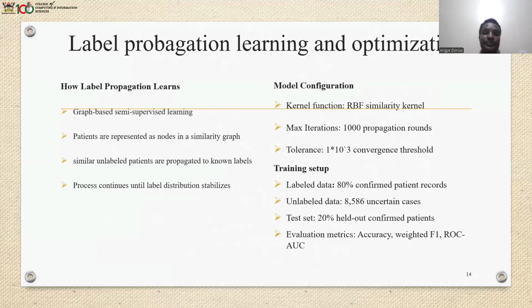Next, we go to how the label propagation learns. The model works by iteratively spreading labels across the graph. Each node updates its label based on its neighbors, with more similar neighbors having more influence. So the labeled nodes remain fixed to prevent incorrect updates. This process continues until the labels stabilize. The key hyperparameters include the RBF kernel, the number of iterations, and the convergence threshold. The graph structure is very important because it determines how information flows between patients.